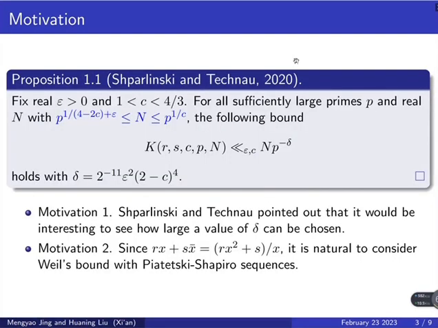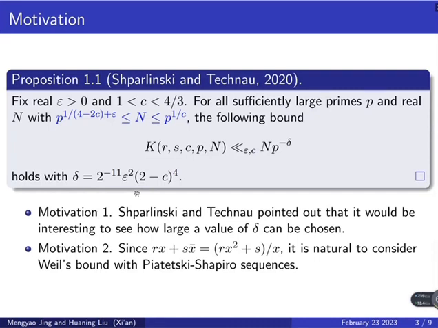Shparlinski and Technol studied the sums defined above, and they obtained a non-trivial bound when c is less than 4/3 and N is in this range. Our motivations mainly come from their results. On the one hand, Shparlinski and Technol pointed out that it would be interesting to see how large a value of delta can be chosen. So, our first motivation is to improve proposition 1.1.